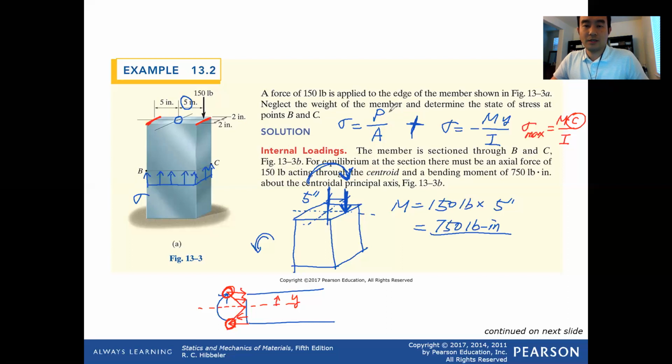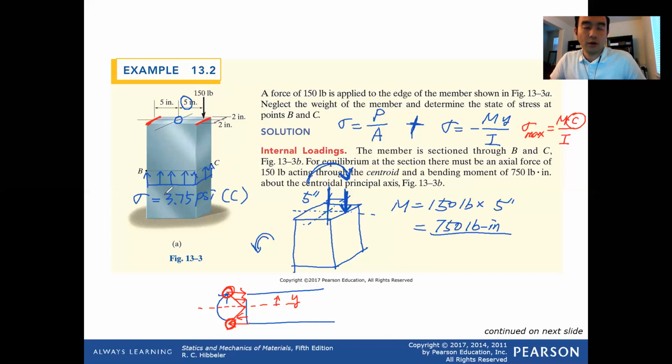I said P is 150 pounds and A is 10 times 4. When you do the calculation, 150 divided by 40 square inches, I got 3.75 psi. Okay, so this is uniformly distributed stress all over the area due to the actual force. And as you can see, this is in compression, right?